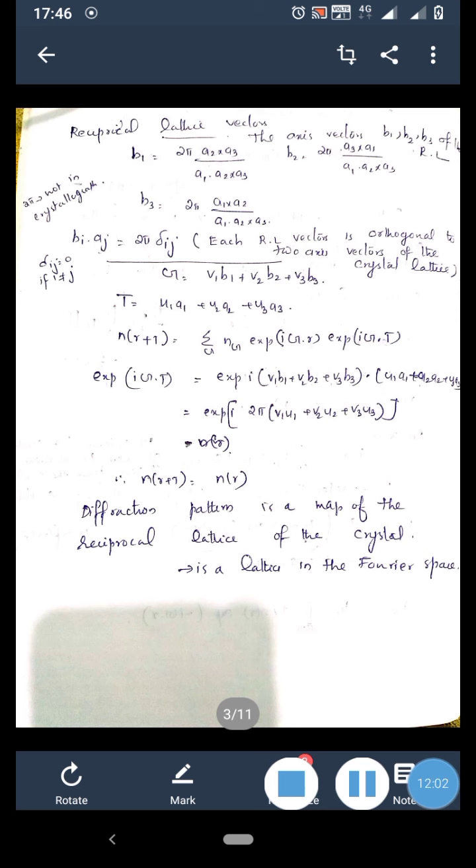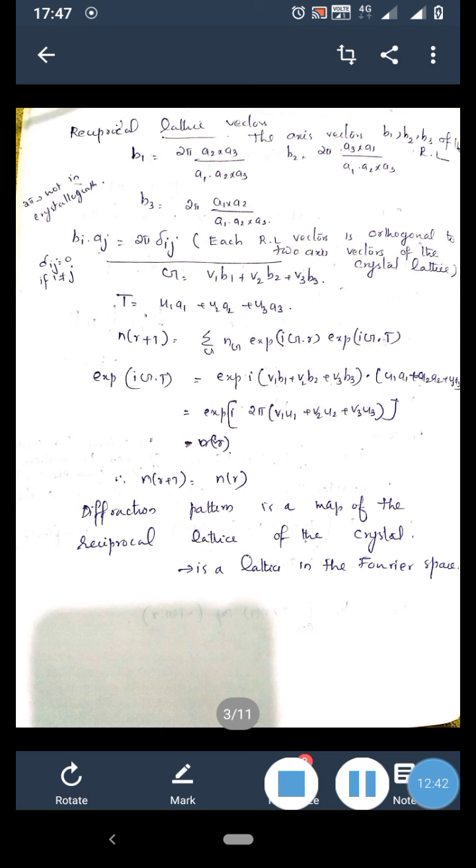So we can evaluate the second term first, exponential i G dot t. You can substitute G as v1 b1 plus v2 b2 plus v3 b3, and for t, you can substitute u1 a1 plus u2 a2 plus u3 a3. Then it will be equal to exponential i into v1 u1 times b1 dot a1 as the first term, then b1 dot a2 and b1 dot a3. What remains? b1 dot a1 remains as 2 pi, while b1 dot a2 and b1 dot a3 become 0.